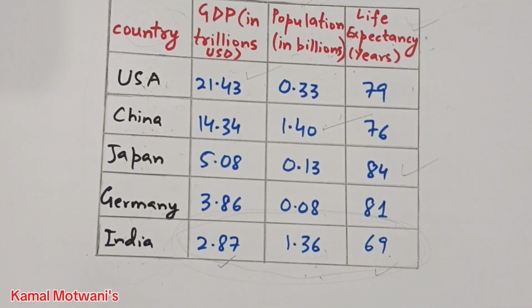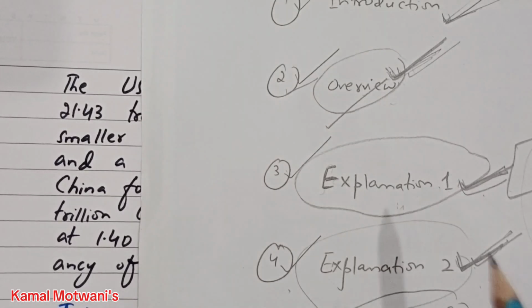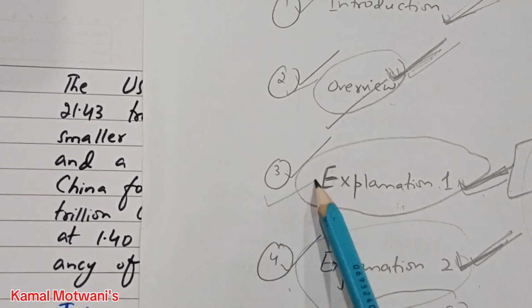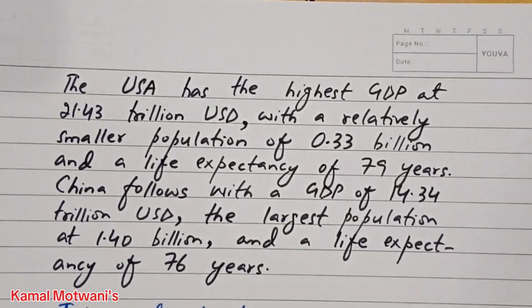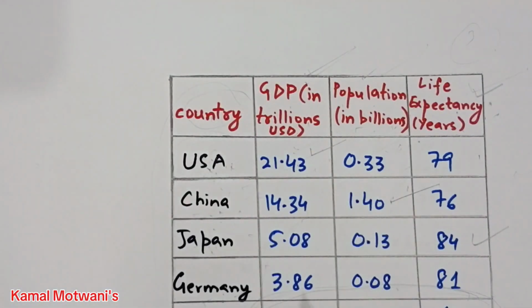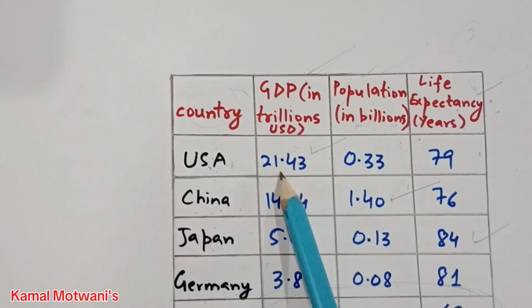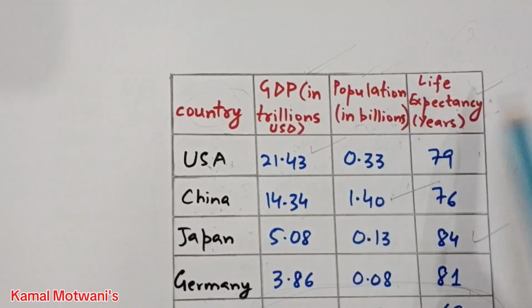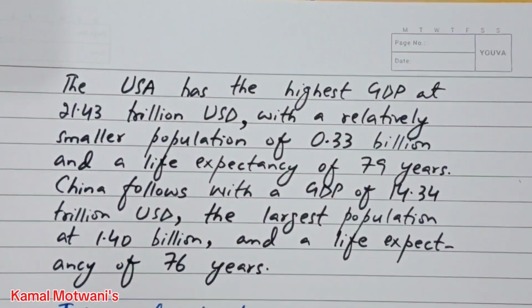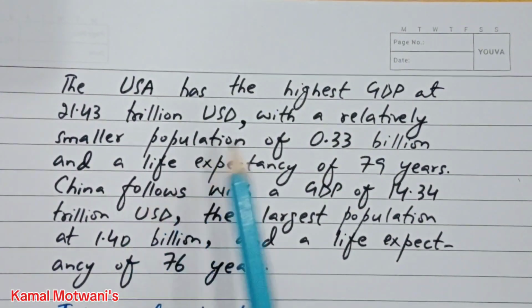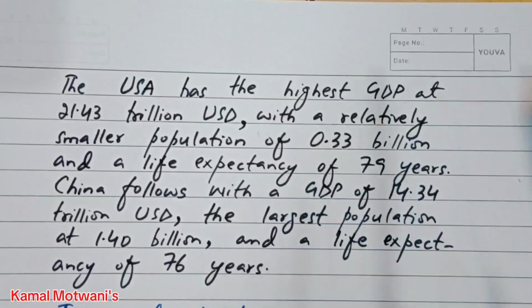Let's see what I have written in the body. So after the overview, we will write explanation 1, the third paragraph regarding explanation 1. In explanation 1, I have explained these two countries, USA and China, with respect to GDP, population, and life expectancy. Let's read it out. Here is the information in the paragraph format. Okay, so this is the third paragraph regarding explanation 1.